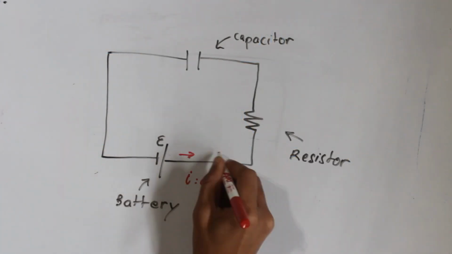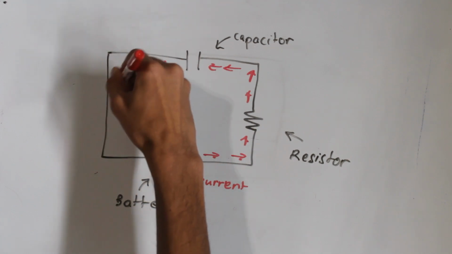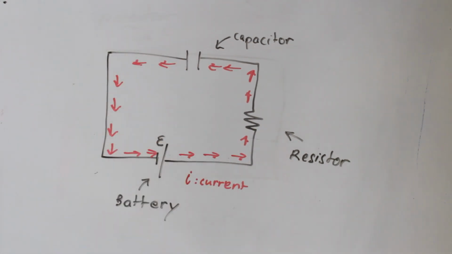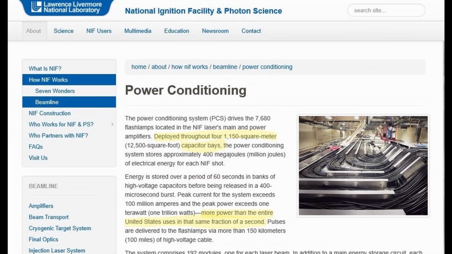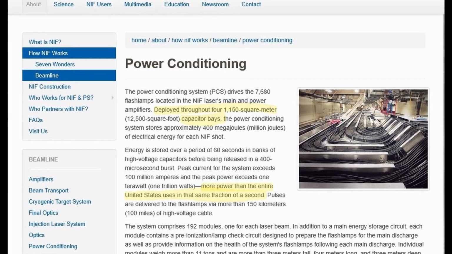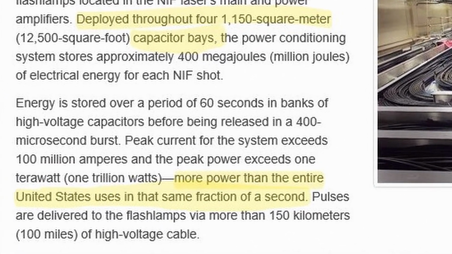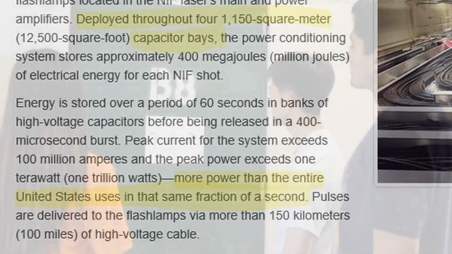An obvious example of an application of capacitors in circuits is exactly what we just did. RC circuits are often used to create a sophisticated and reliable timer using LEDs or speakers. Another very cool example is at the Lawrence Laboratory, where they power a high-intensity laser using a large array of charged capacitors that discharge at approximately 400 megajoules. According to their website, that's more power than the entire United States uses in that same fraction of a second.